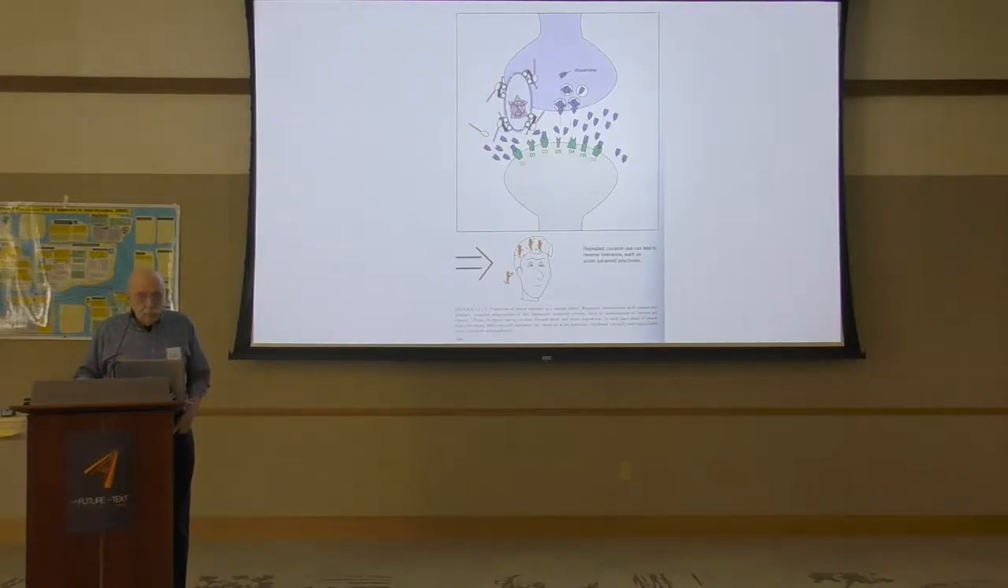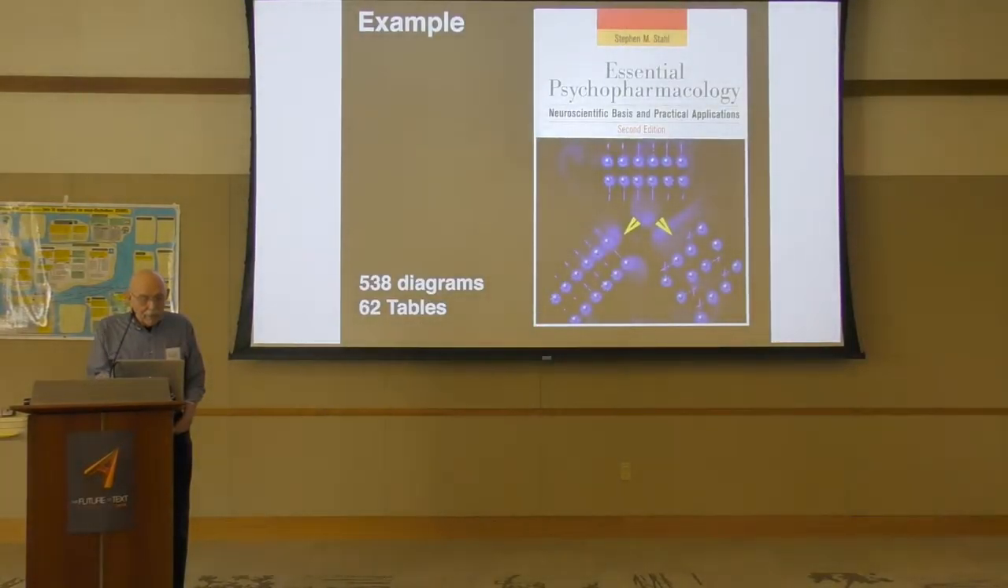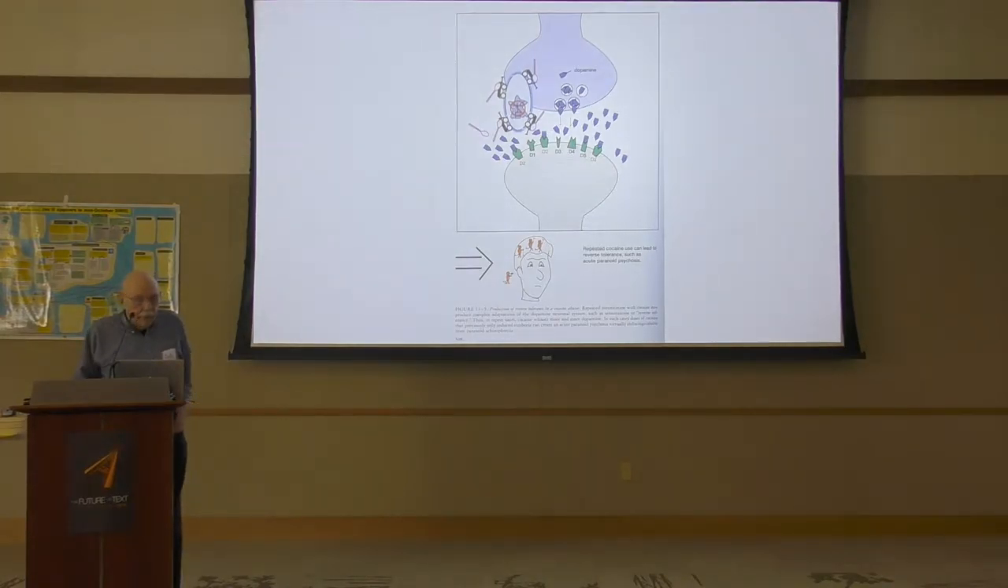Well, here's what one of the graphics in that book looks like. Recognize that there are 538 diagrams like that in 62 tables. And that's only one course. That's probably a 10-week course or something like that. Okay. So I'm going to talk to you about the integration of text and visual elements, because that's something that I've specialized in a lot.